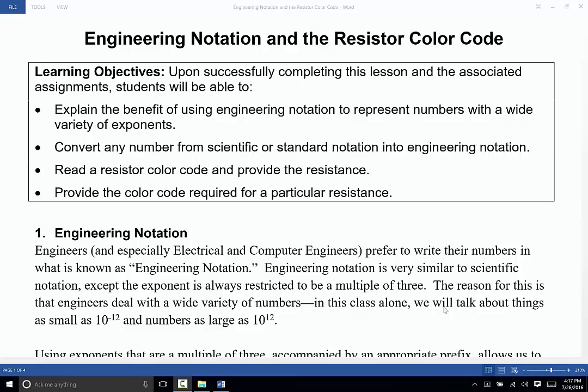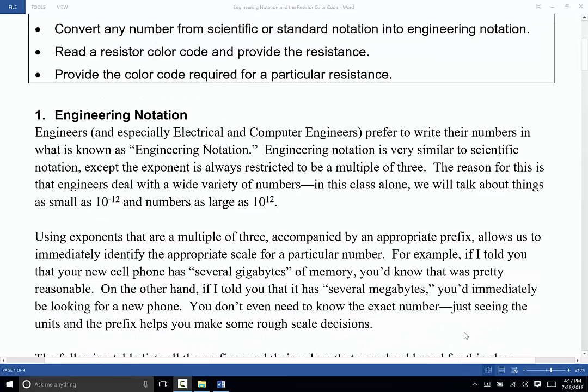Now, really the only difference between engineering notation and scientific notation is that in engineering notation, the power of 10, the exponent of 10, is always going to be a multiple of 3. So we would have 10 to the third, 10 to the sixth, 10 to the ninth, and so forth, or 10 to the negative third, 10 to the negative sixth, 10 to the negative ninth. We'll talk about things as small as 10 to the negative 12th, or even 10 to the negative 15th, or even as large as 10 to the 12th or 10 to the 15th.